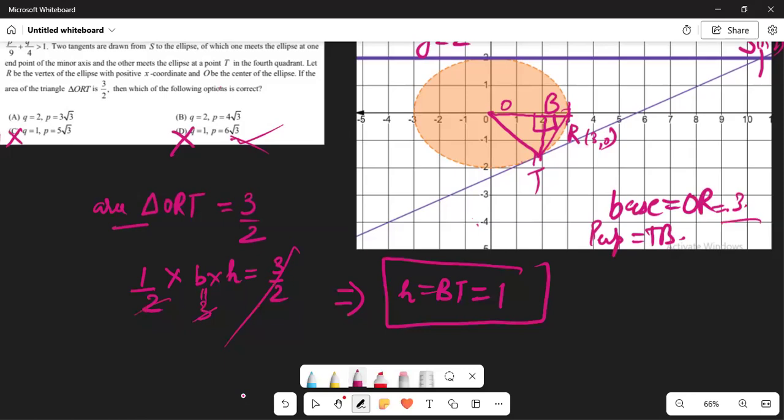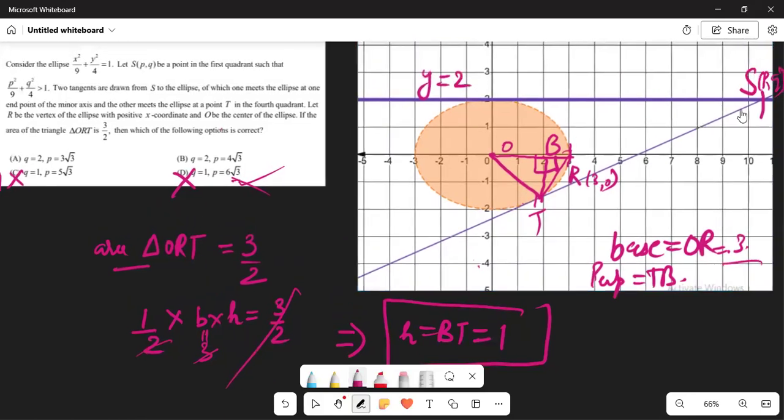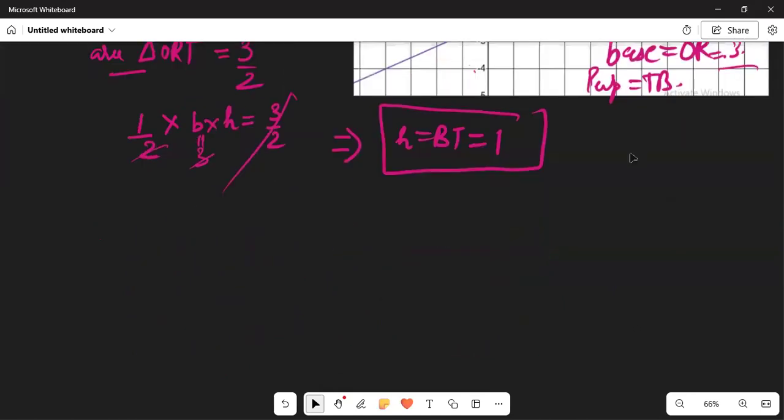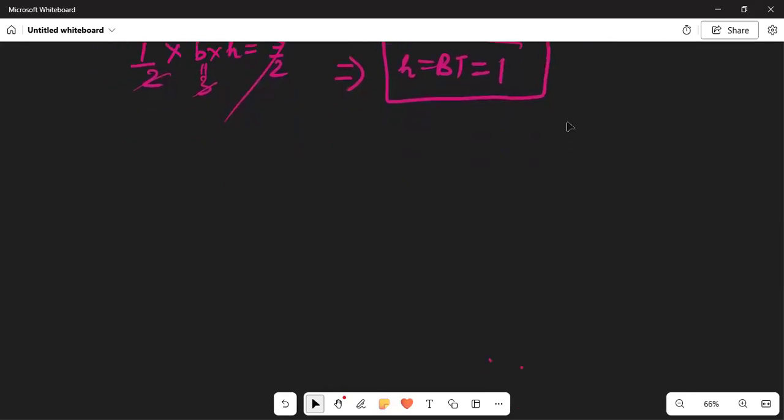We don't know T right now. But we know that the line joining S and T is a tangent line. So if we know the equation of the tangent line, we can calculate the slope of the tangent line as well. How? First, let us find the slope of the tangent line, then we will move further. How do we do that? I have already discussed that in the early part of the video.